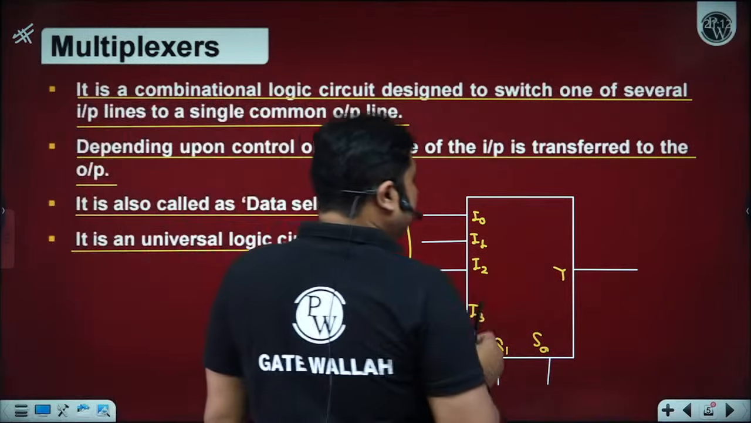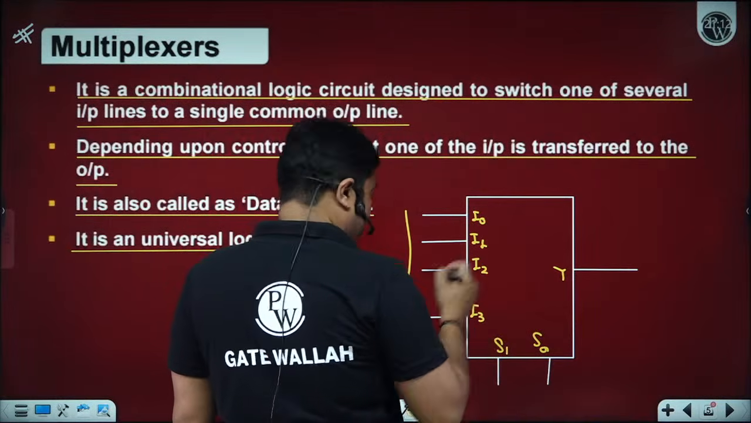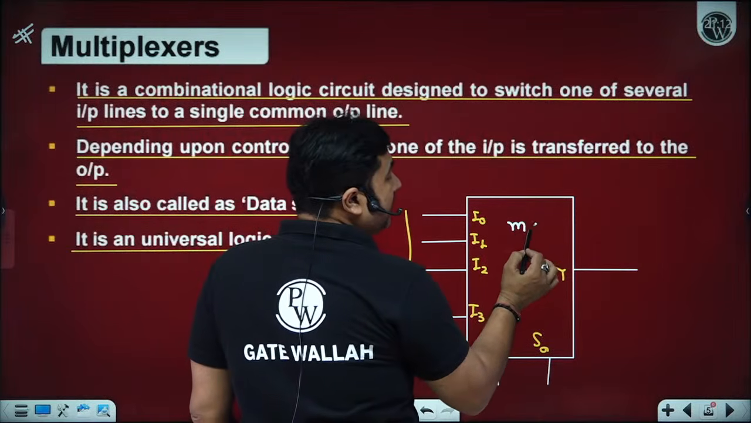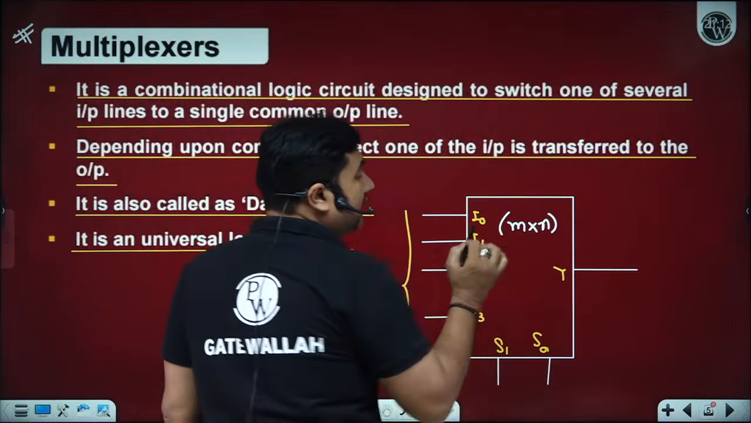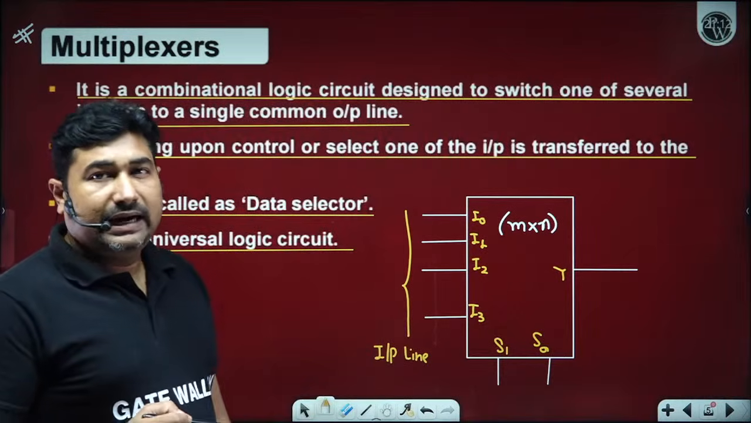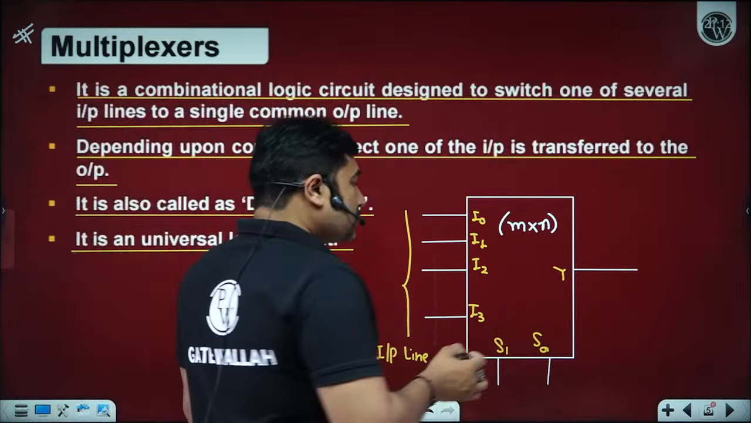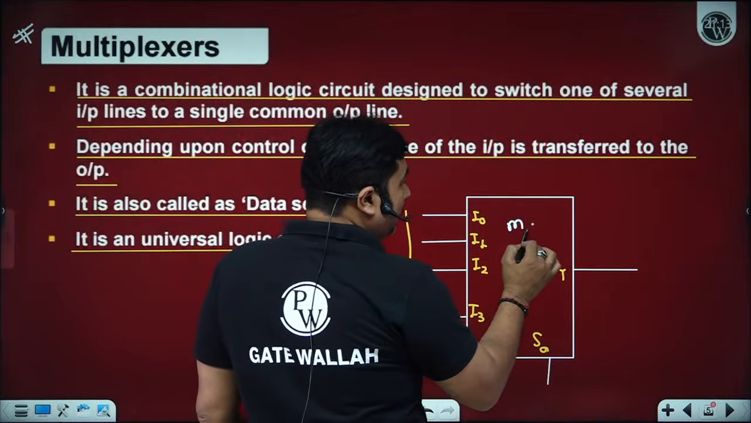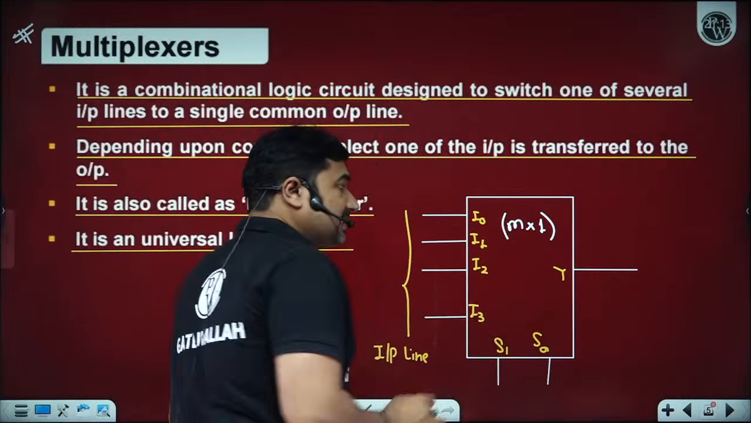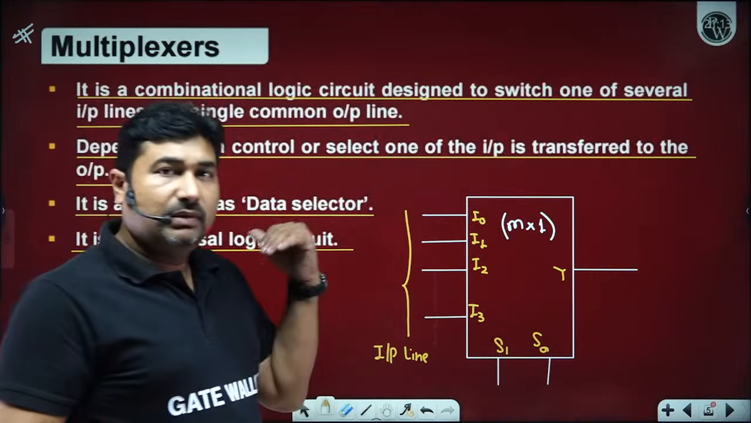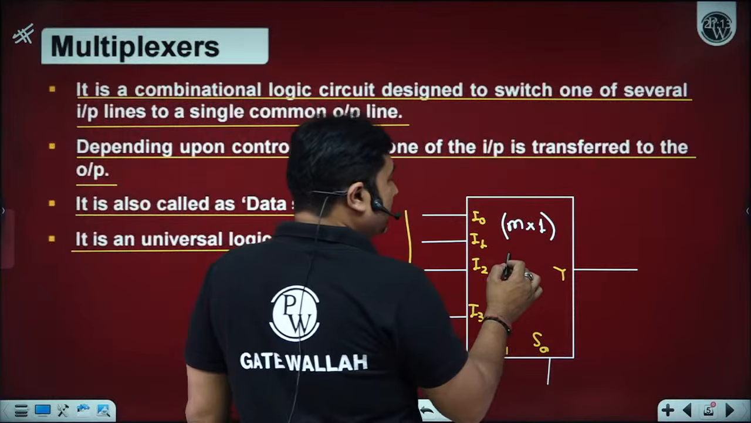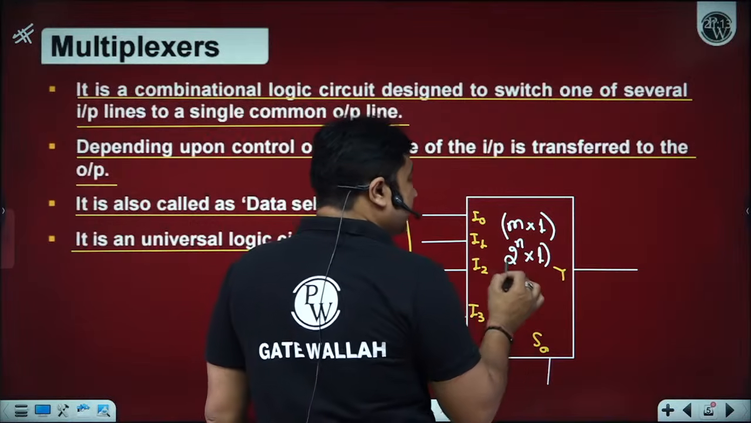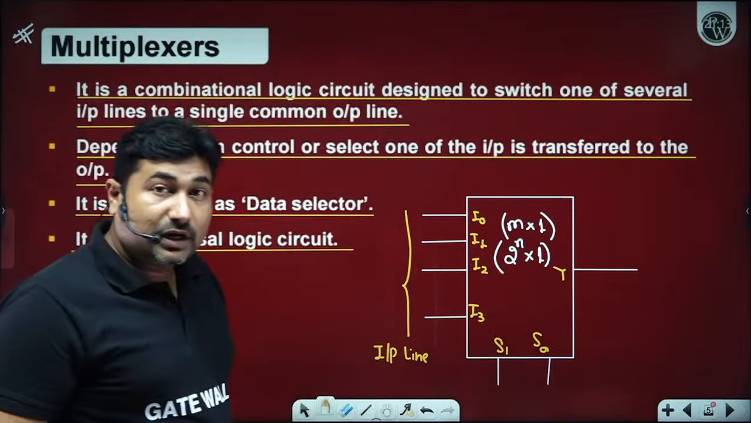If we talk about the size of the multiplexer, then the size is always defined as m cross n, where m is the number of inputs and n is the number of outputs. So can I say m cross 1? Yes, because a multiplexer will have only one output: multiple inputs, one output. Can I also represent it as 2 to the power n cross 1? Yes, you can represent it like this, where n is the number of select lines.